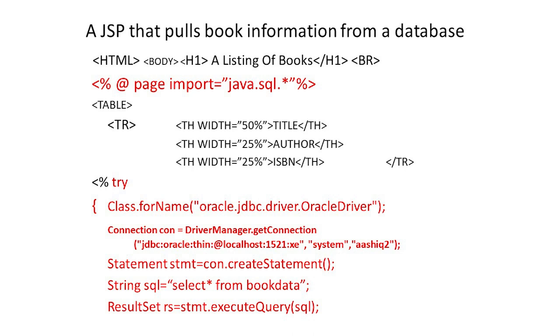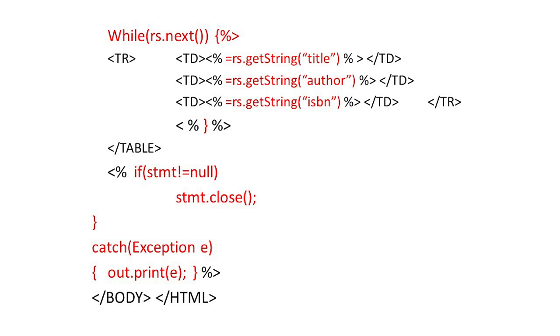So we are writing a while loop, while rs.next, which means every time it will move to the next row. Initially the pointer will be in the first row, so the data of the first row will be fetched into the table row. So here we also write table row TR, and TD, where TD means table data. You can see this table already has this book data with these three fields: title, author and ISBN.